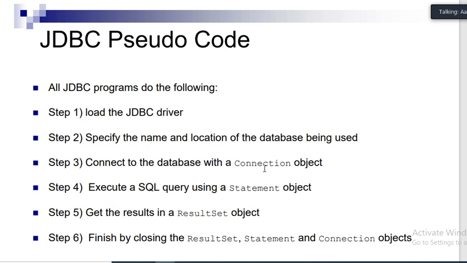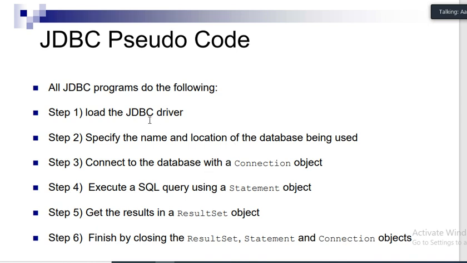Then connect to the database with a connection object. With the help of these details, we will create a connection object. From the connection object, we will create a statement. From the statement, we will execute the query. From executing the query, we will get the result in the form of a ResultSet object, and then we will process the result. After that, we close the result set, statement and connection. So these are the basic steps.